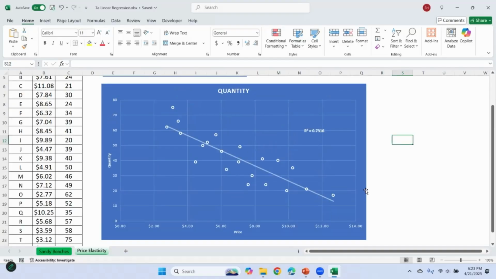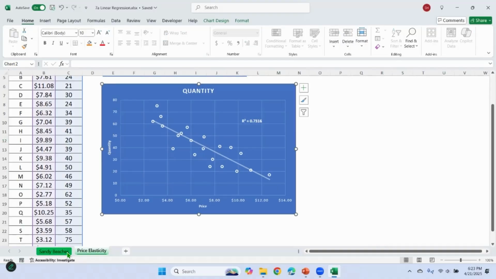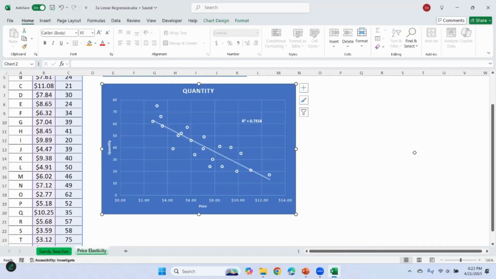All right, so let's put this in short. Did we discuss the sandy beach example? Yeah, we discussed, right? The larger the diameter of the sand, the more granular the sand, the higher the slope. Higher. Yeah. So we have one positive and one negative example. Both are practical examples, okay? All right, so let's close this one.